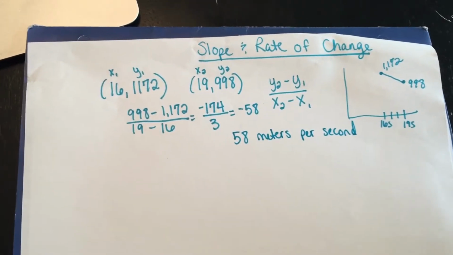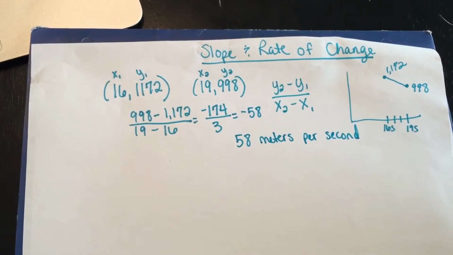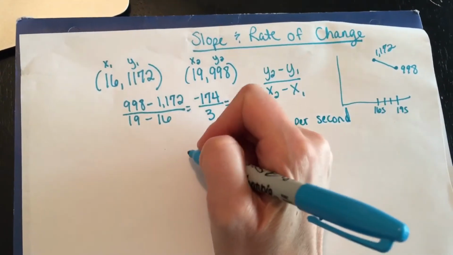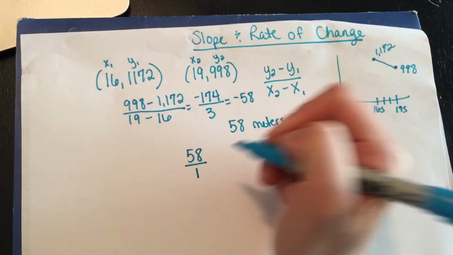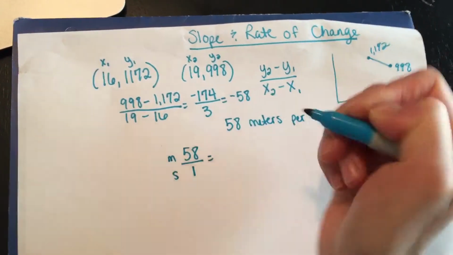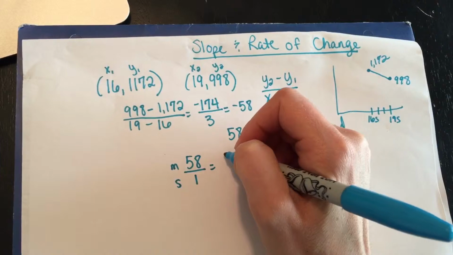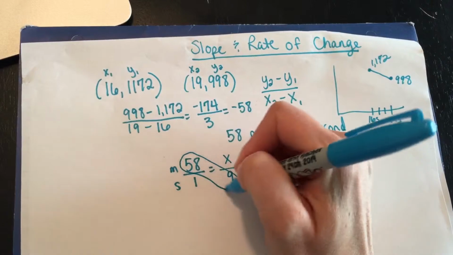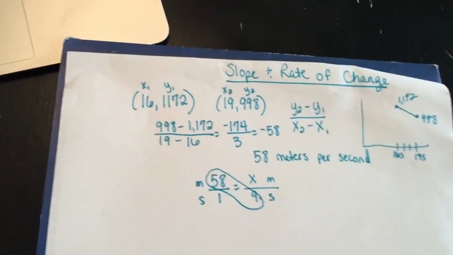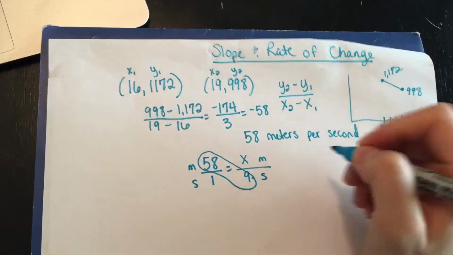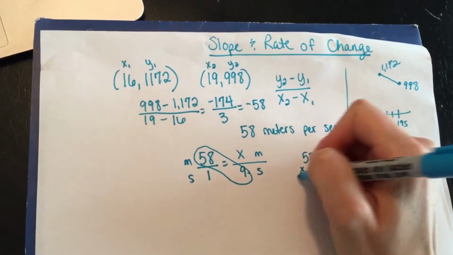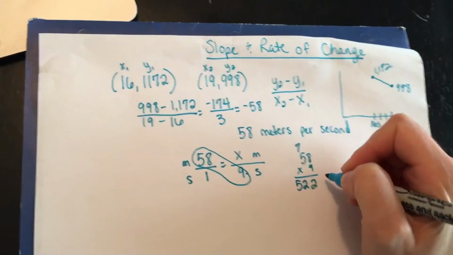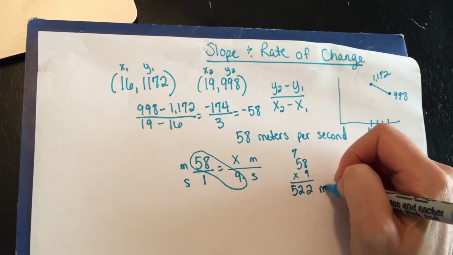Then my second question asks, how far does Superman fly every 9 seconds? Well, I know that this is 58 meters per second, you can think of it like this, 58 meters per 1 second. I want to know, how far does he fly for 9 seconds? So in other words, I'm just going to be multiplying 58 times 9. And when you multiply that out, I'm going to get 522 feet. I'm sorry, meters, not feet.